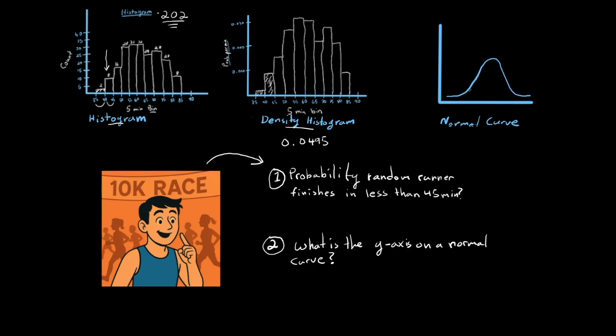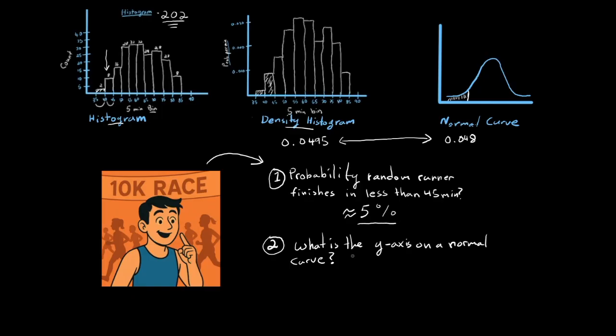So again, we just need to calculate the area under 45 minutes. And when I calculated this area with the calculator, I got about 0.048. So actually, the normal model is approximating our data set really well. It's pretty much the same. We get about 5%. So to answer John's question, the probability that a random runner from our data set will finish the 10K race in less than 45 minutes is about 5%.